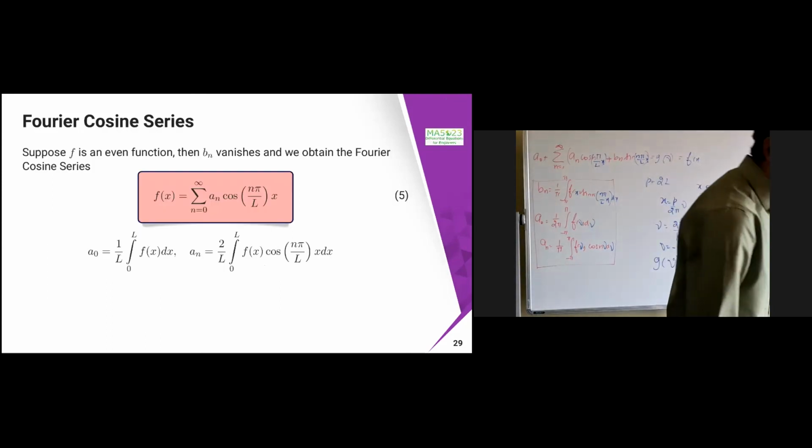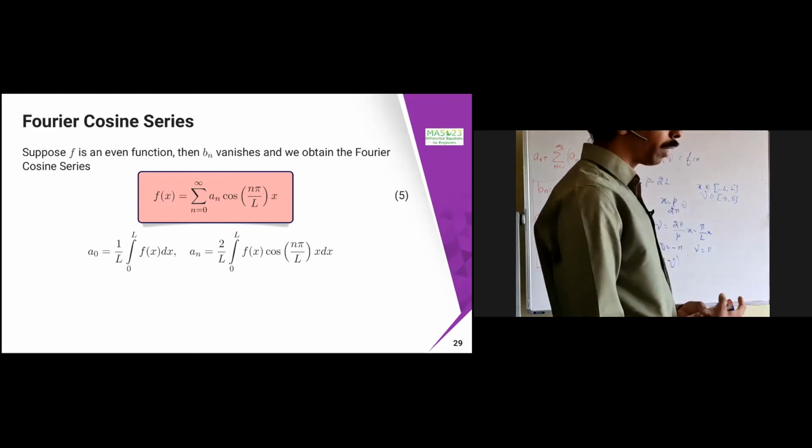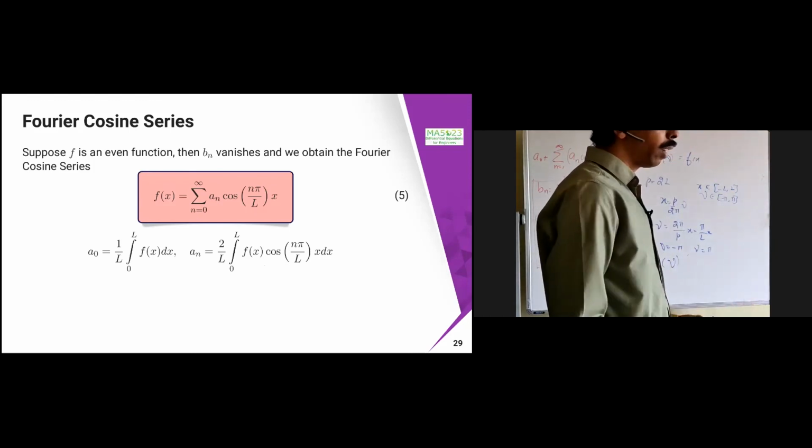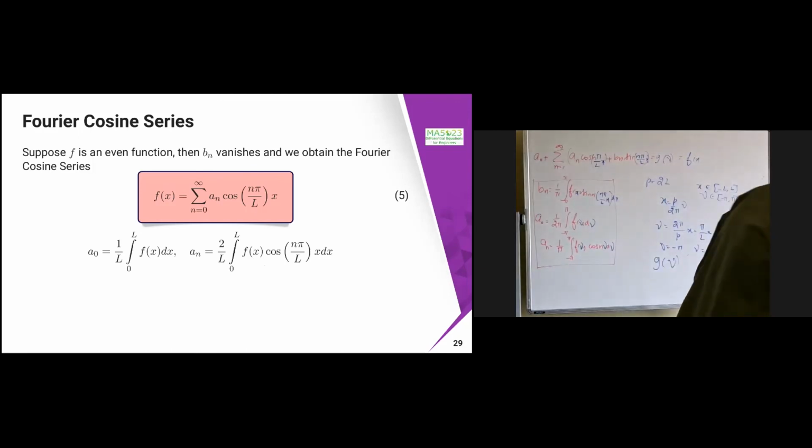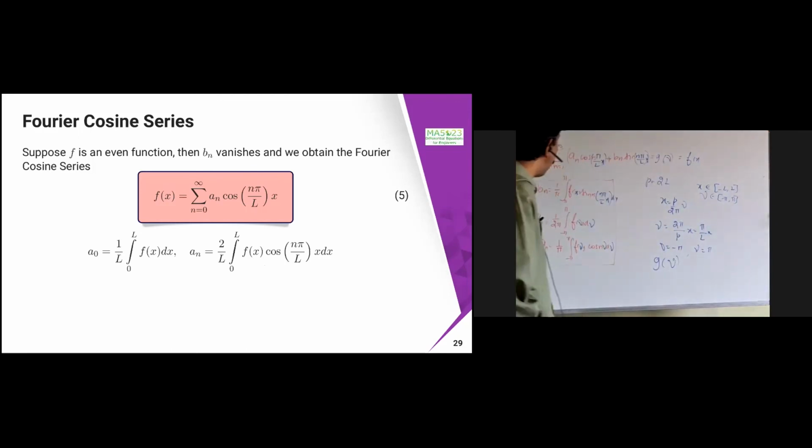suppose your function is periodic, and it is an even function, then you can get a cosine series. If f is even, what is going to come? F is an even function, this is an odd function, so even into odd is going to be odd, therefore this is going to vanish. That means bn's are 0, so this is going to vanish. We are going to survive with only cos. Therefore this is called the Fourier cosine series.